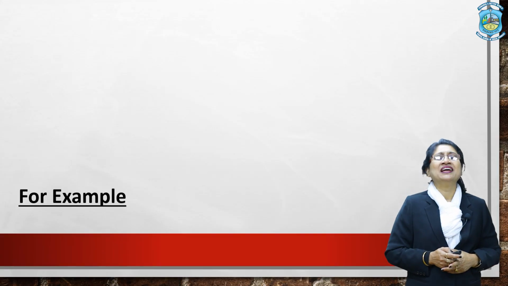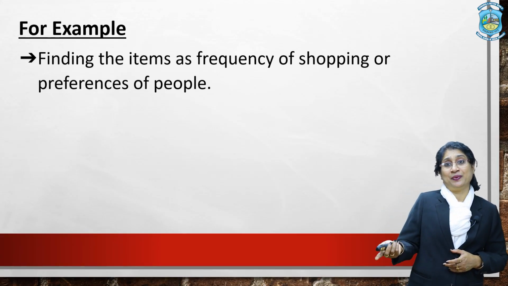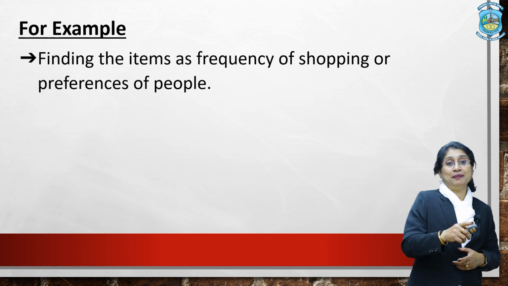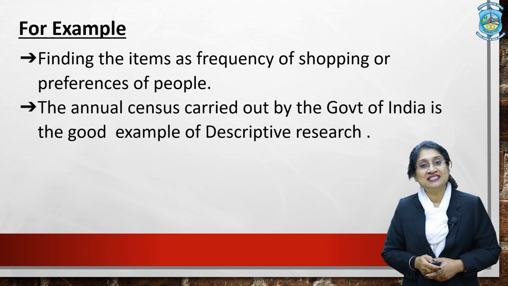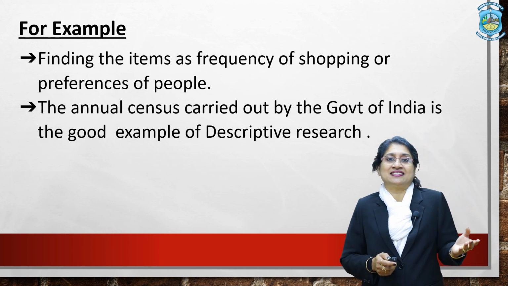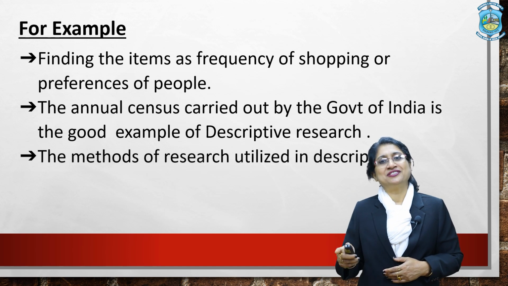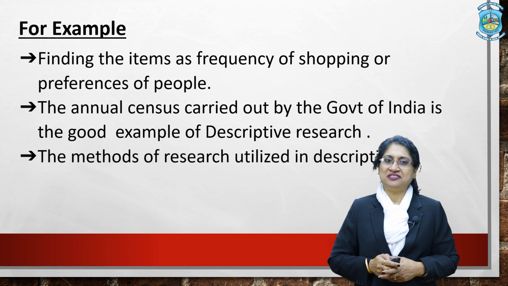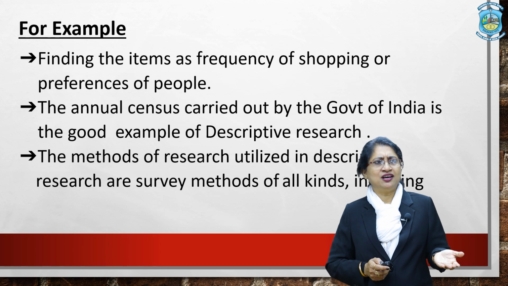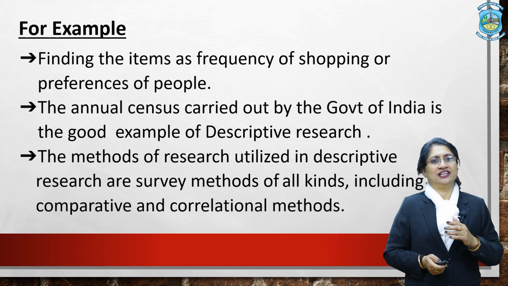For example, finding items such as frequency of shopping or preference of people. The annual census carried out by the Government of India is a good example of descriptive research. The methods of research utilized in descriptive research are the survey methods of all kinds, including the comparative and the correlational methods.